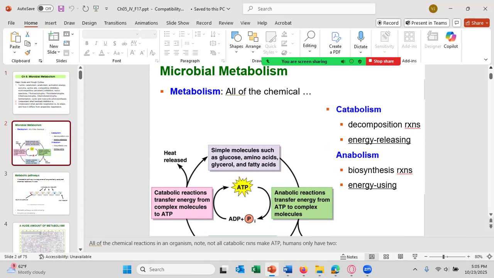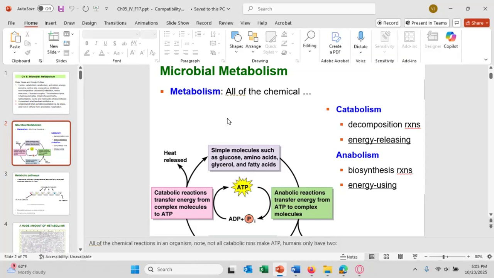Microbial metabolism can be broken down into two parts. First, metabolism is all of the chemical reactions occurring within a cell. And because the cells that we're studying are single-celled organisms, most of them, metabolism for them would be all the chemical reactions within a living organism. Metabolism can be broken down into two parts, catabolism and anabolism.